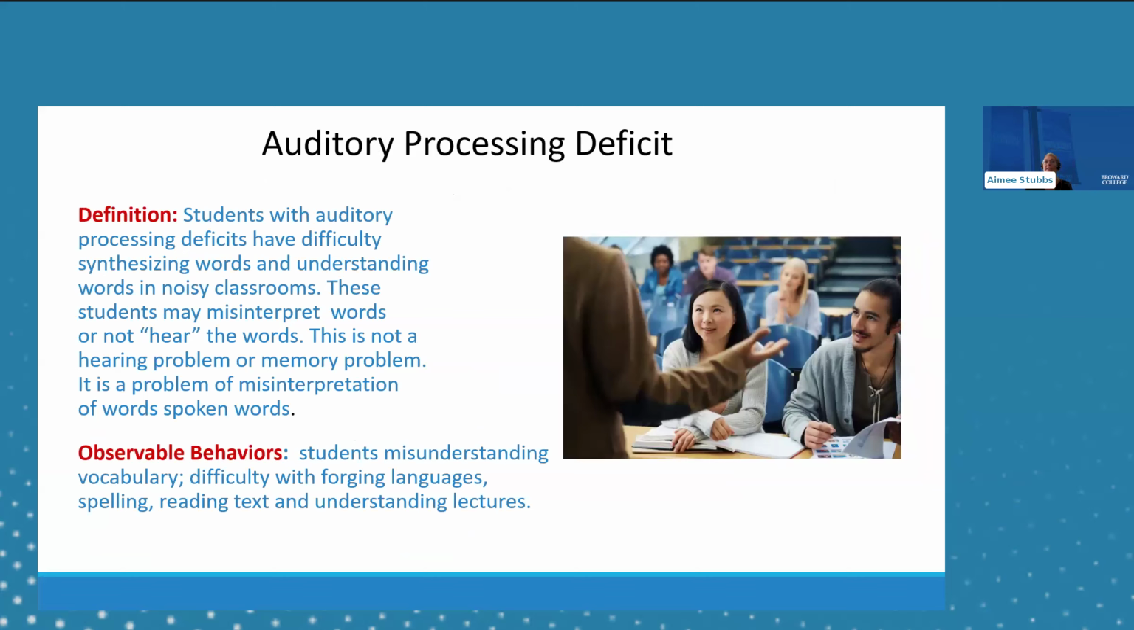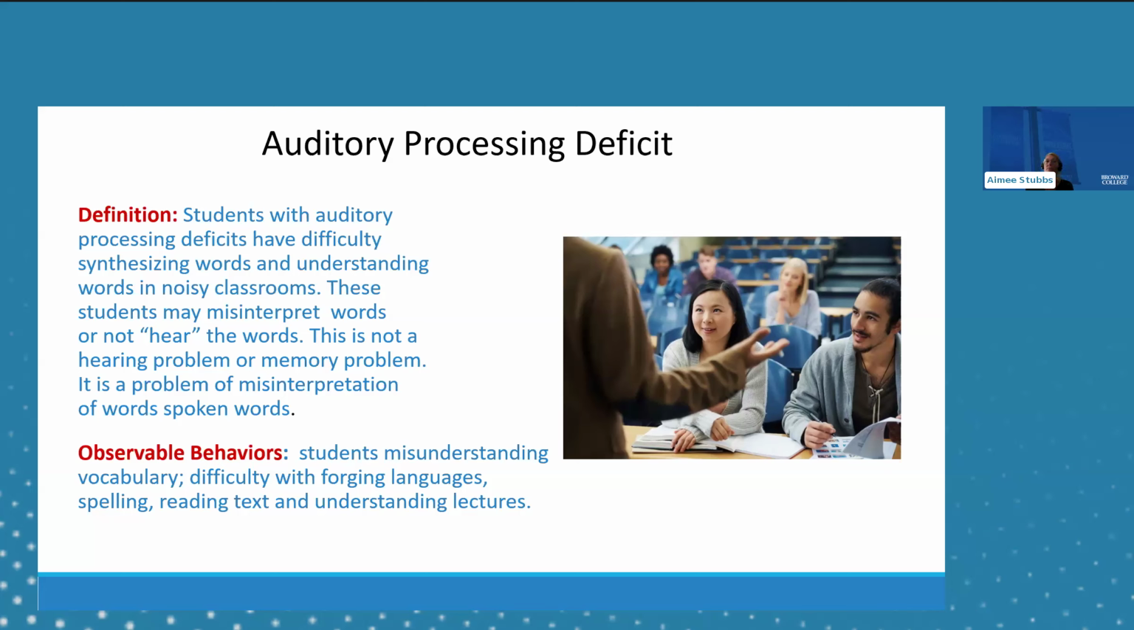So the auditory processing deficit, I mentioned that earlier. That's basically the students with auditory processing deficits that have difficulty synthesizing those words. It's also understanding words in noisy classrooms, or if you have one of those classrooms where you're teaching concepts and it's more kinesthetic, tactile, the moving around and all of that, it might shut down their ability to process what they're hearing. The students may misinterpret words or not hear the words, so they might miss things. And this is not a hearing problem or a memory problem. It's a problem of misinterpreting those spoken words.